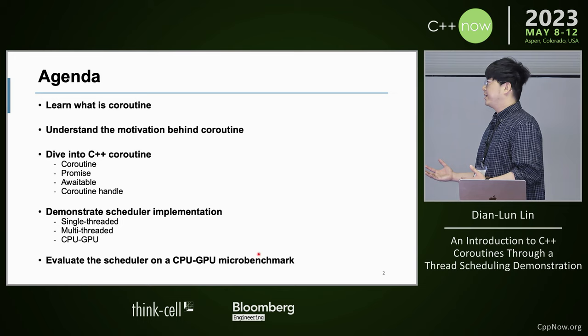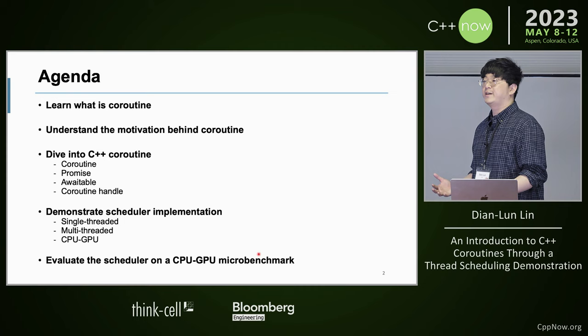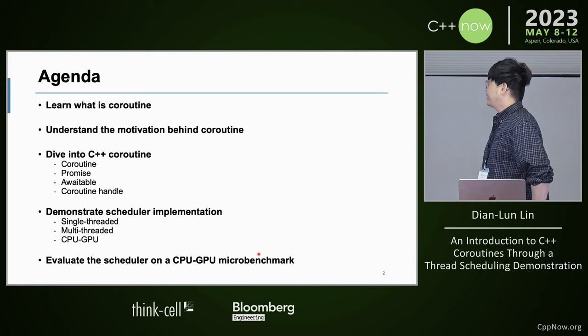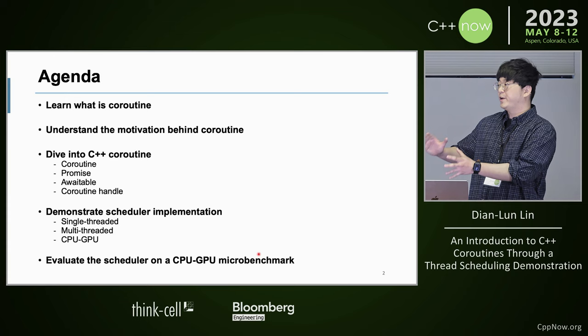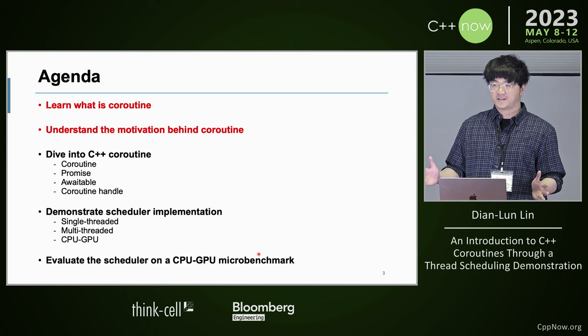I will then demonstrate how I implement a scheduler for C++ coroutines. I'll give you three examples: single-threaded, multi-threaded, and CPU-GPU scheduler. And finally, I'll evaluate the scheduler on a CPU-GPU benchmark. I'll do a performance comparison between the scheduler with and without using coroutines. Let's get started.